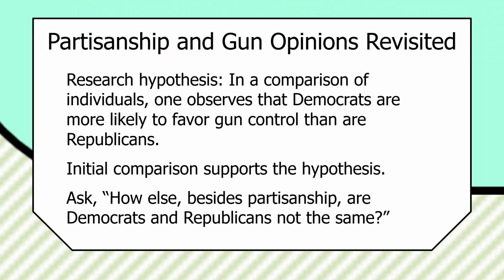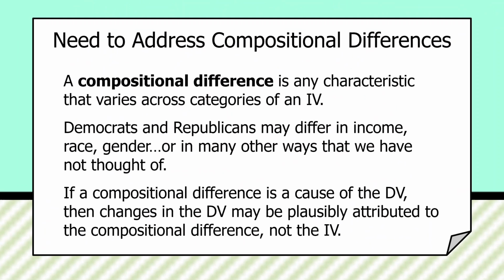The answers to how else questions are always compositional differences across values of the independent variable. Let's have a look at this. A compositional difference is any characteristic that varies across categories of an independent variable. Besides the independent variable, there are other things that are going along for the ride and also varying. We can think of lots of differences between Democrats and Republicans besides their partisanship.